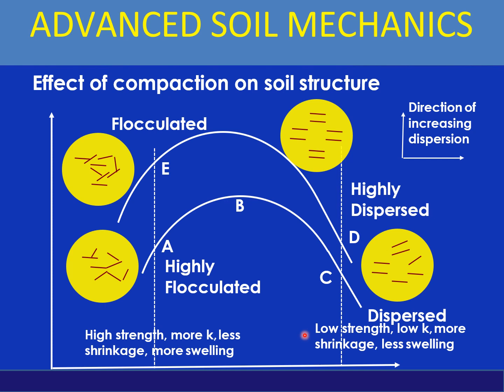If you just look at the dispersion, if your curve is present in this direction, you can say that there is an increase in the dispersion, and if your curve is moving in this direction, more dispersion is there. So if your curve is situated somewhere here, more dispersiveness is there, a more dispersed structure is there. And if your curve is present somewhere here, more dispersion is there in that case, on the wet side of OMC.